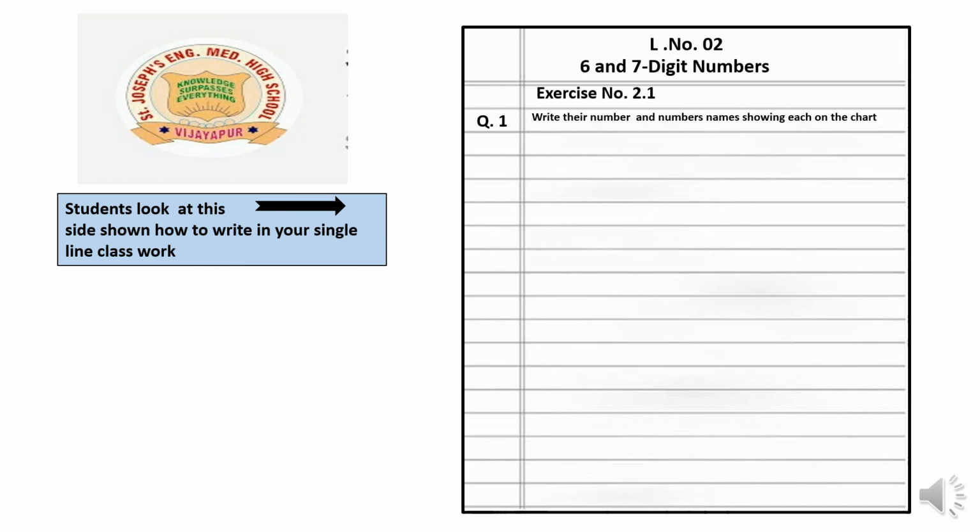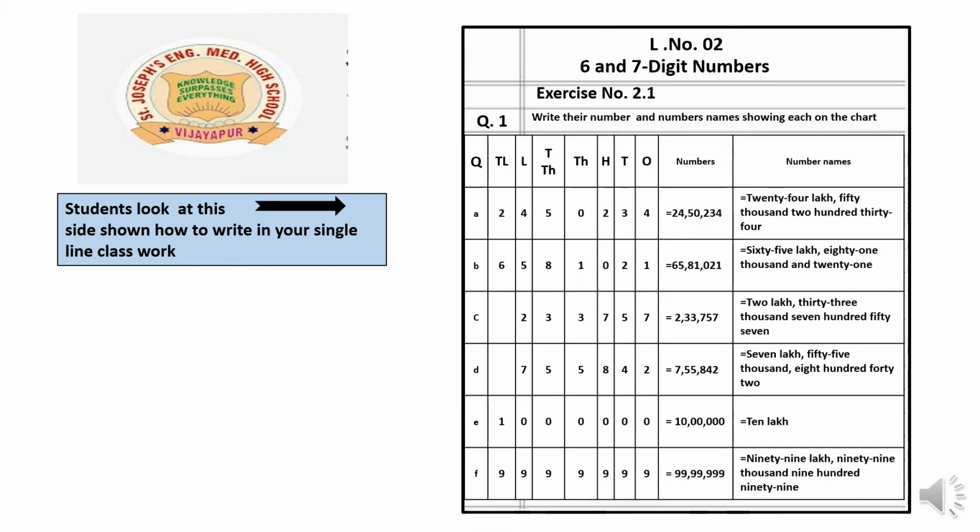From the edge of the page to the next edge of the page you have to draw this chart. Write the question, then draw the place value chart: 10 lakhs, lakhs, 10,000s, thousands, hundreds, tens, ones. Then you have to write number column, number names column. After writing every number name, please draw the dark line as I had drawn in the video.